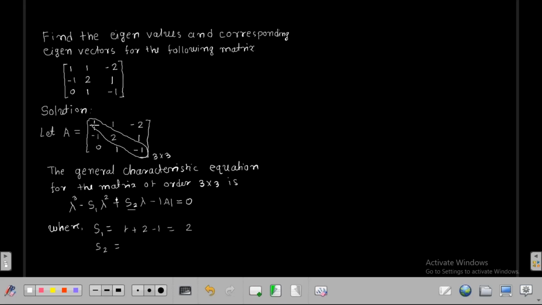So this is diagonal number 1. Delete this row and this column. The remaining 4 elements are 2, 1, 1 and minus 1. So write this in the form of a determinant: 2, 1, 1 and minus 1. Now the second element, present in the second row and second column. Delete this row and this column. Remaining here is 1 and minus 2, 0 and minus 1. So write here 1, minus 2, 0 and minus 1.